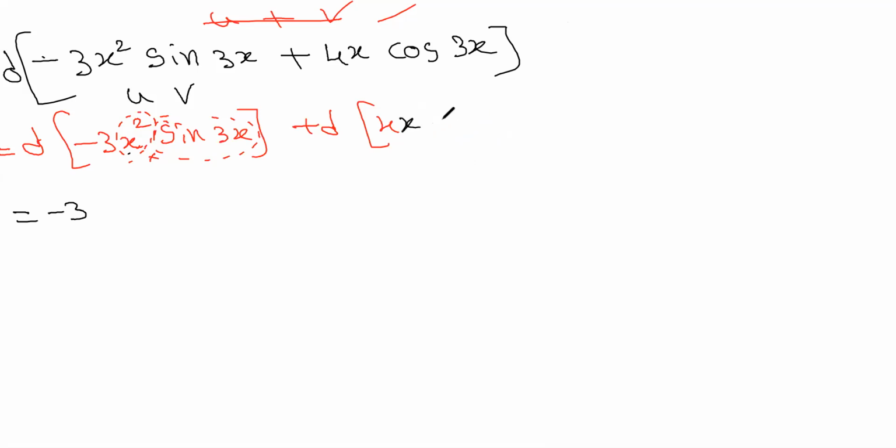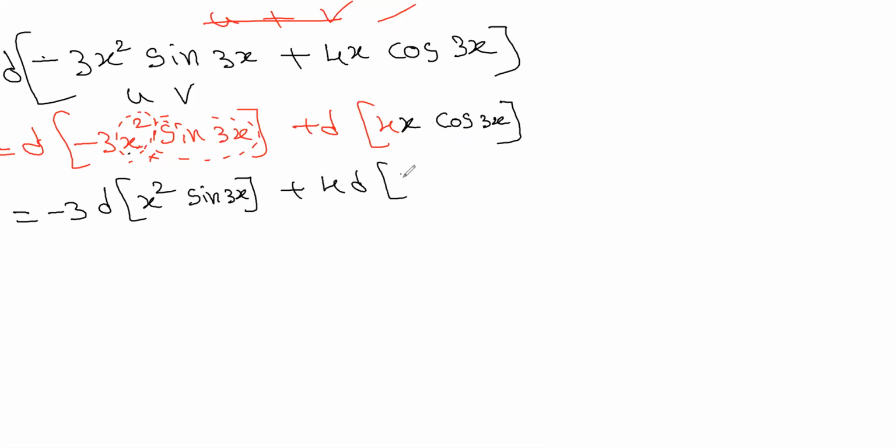So first minus 3 as it is. The next step: differentiation of x square sine 3x, plus 4 into differentiation of x cos 3x. Now the next step, minus 3 times differentiation of x square sine 3x. It is in multiplication, correct? We will use the uv rule.